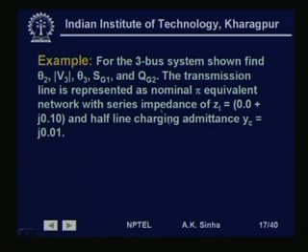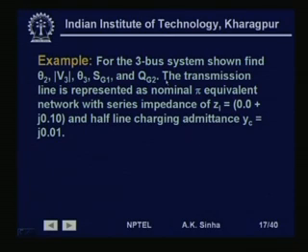Now, if we see the problem, for the 3 bus system shown, we need to find theta 2, which is the phase angle of the voltage at bus 2, the magnitude of voltage at bus 3, and theta 3, which is the angle of voltage at bus 3. We also need to find out the real and reactive power injection at the slack bus and the reactive power injection at the PV bus or bus 2.